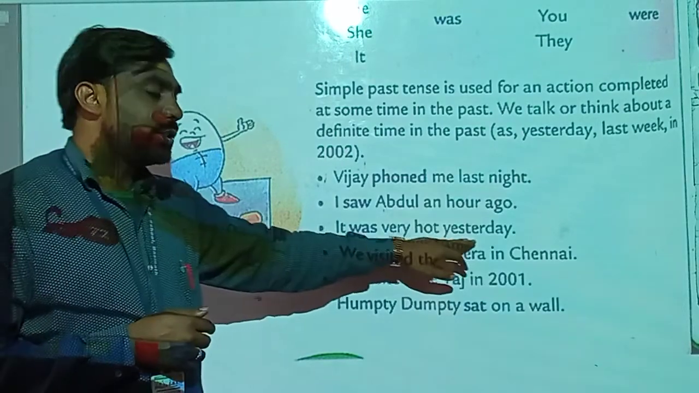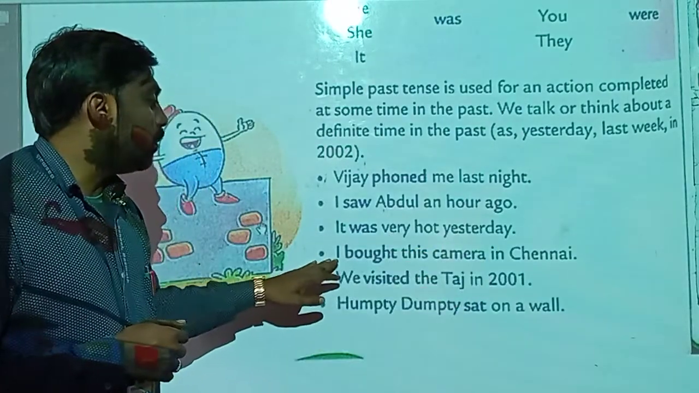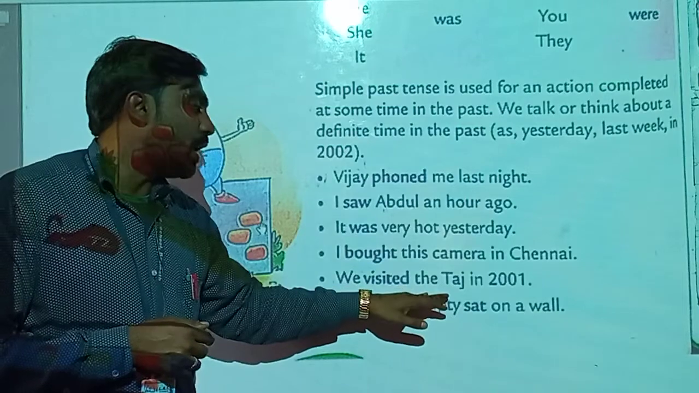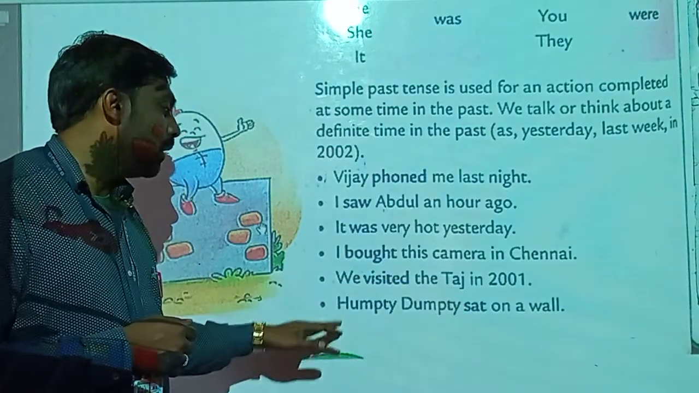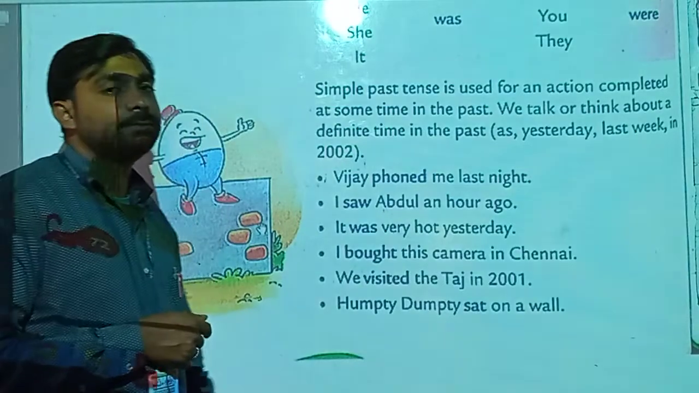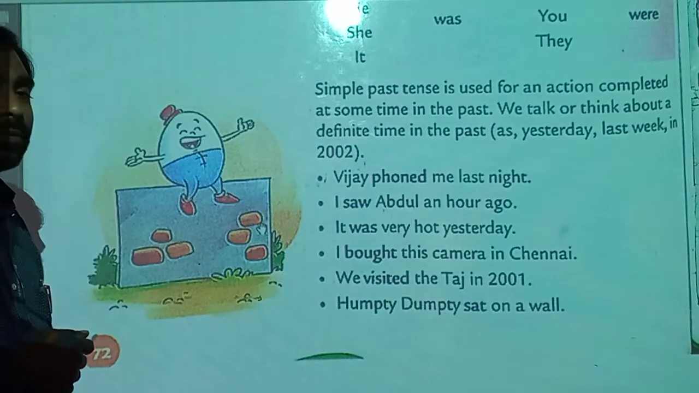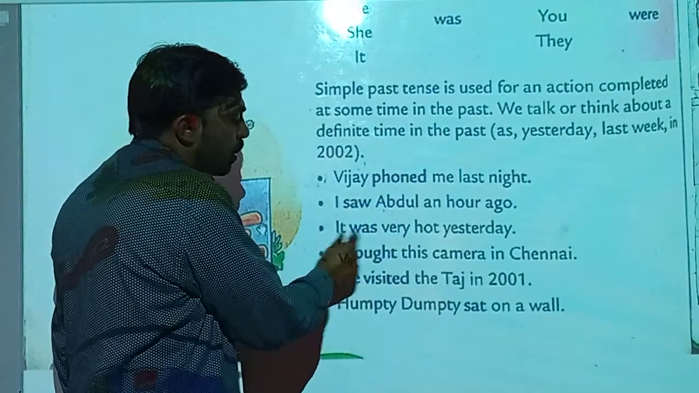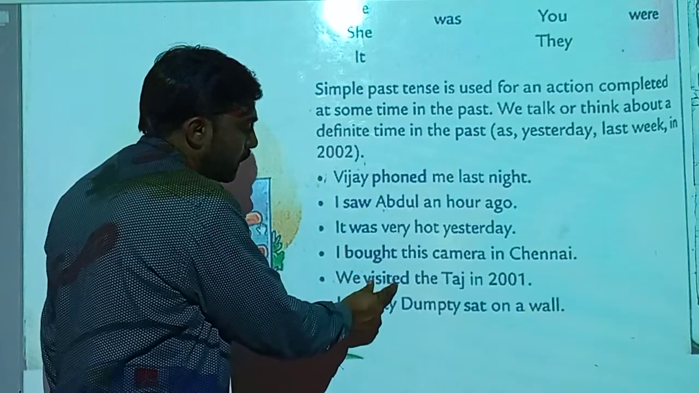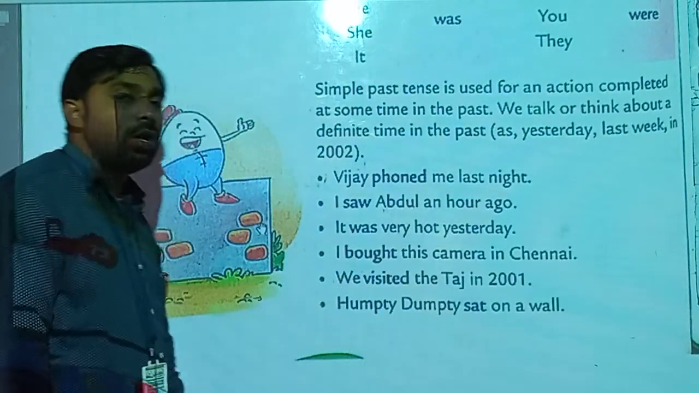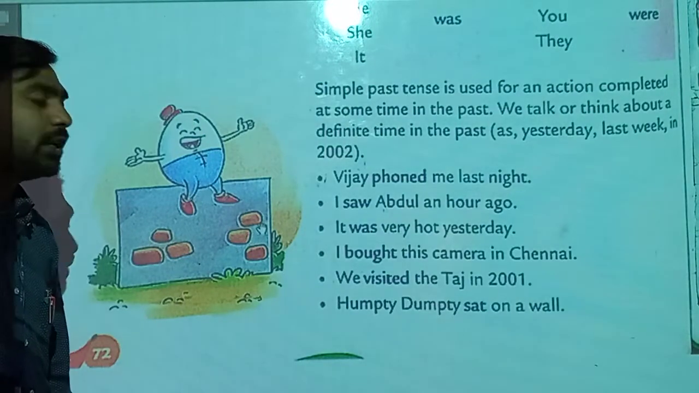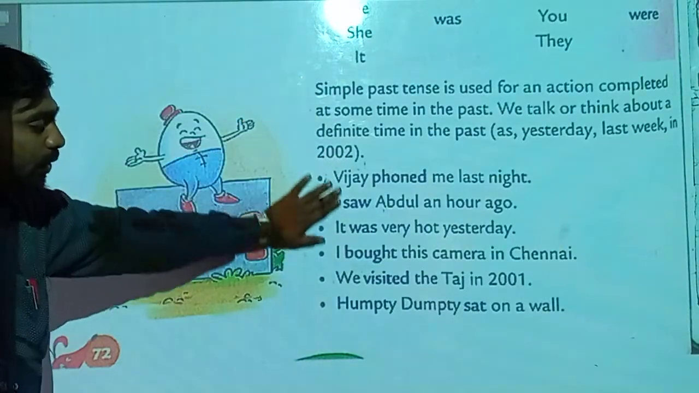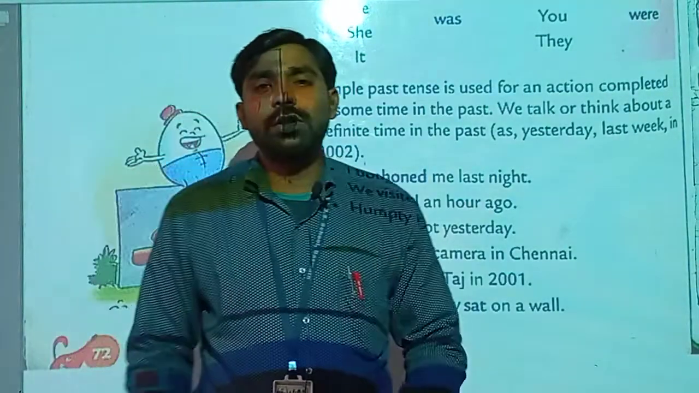It was very hot yesterday. I bought this camera in Chennai. We visited the Taj in 2001. Humpty Dumpty sat on a wall. Now we can see here that phoned, saw, was, bought, visited and sat, these all verbs are used in their past form, their second form. Students, you also write all these examples with their use also. Remaining part we will continue in our next video.